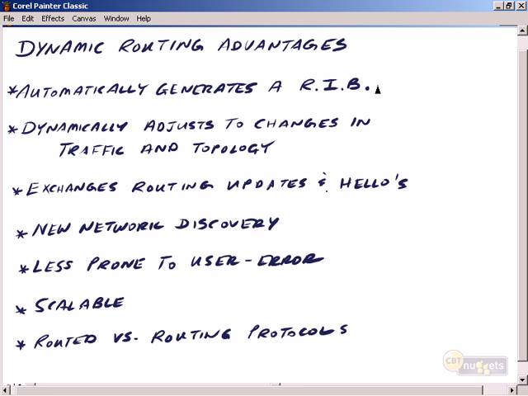One of the great things about dynamic routing protocols is that they really remove a lot of our responsibility as administrators, especially in larger and growing networks, by automatically generating a routing information base, otherwise known as a routing table. And that automatic generation of information that goes into that routing table can help us to quickly find out about our network topology. Also, dynamic routing protocols have methodologies to dynamically modify or adjust to changes in traffic patterns as well as topology in our environment.